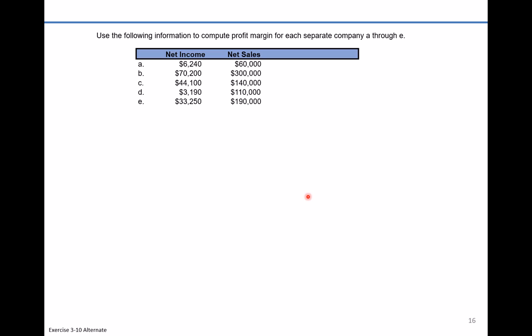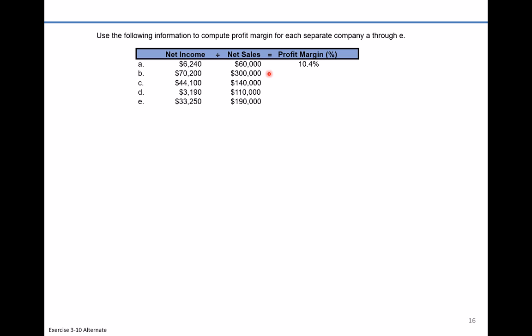So for Company A, they have net income of $6,240 and net sales of $60,000. So to compute the net profit margin, we're simply going to take net income divided by sales, and that will equal the profit margin.